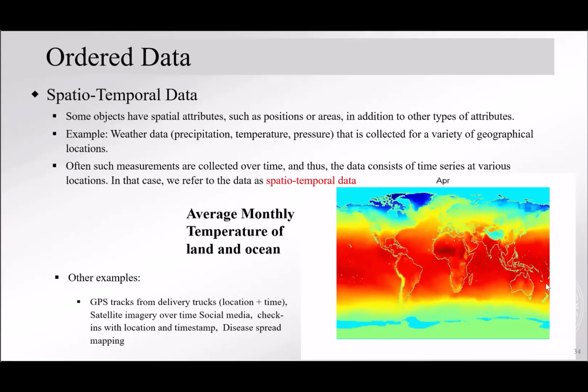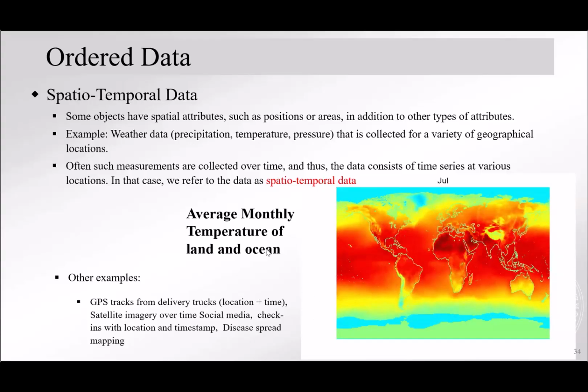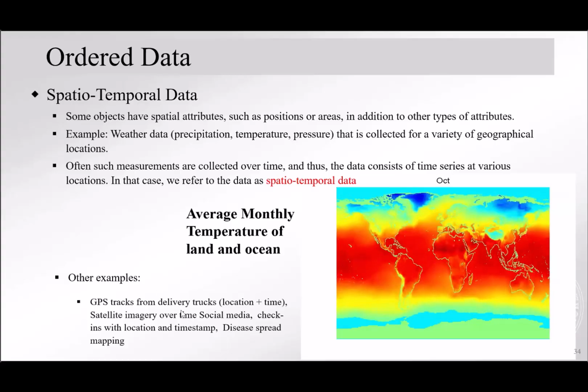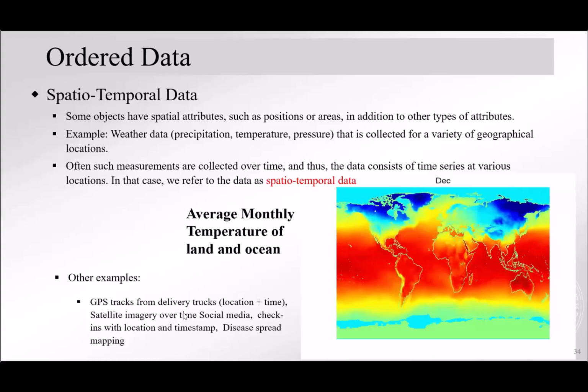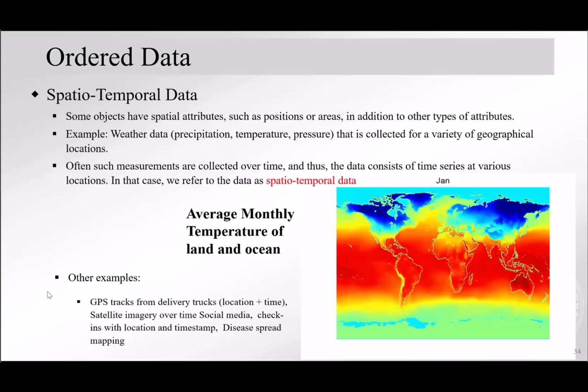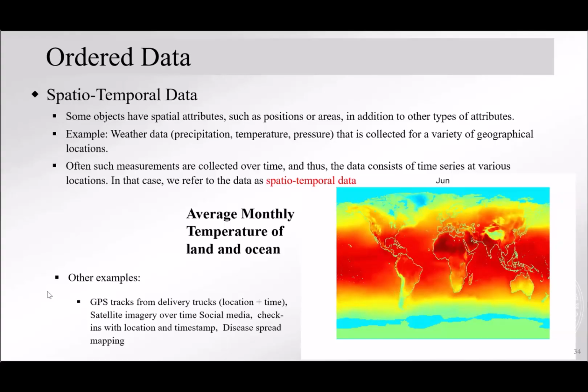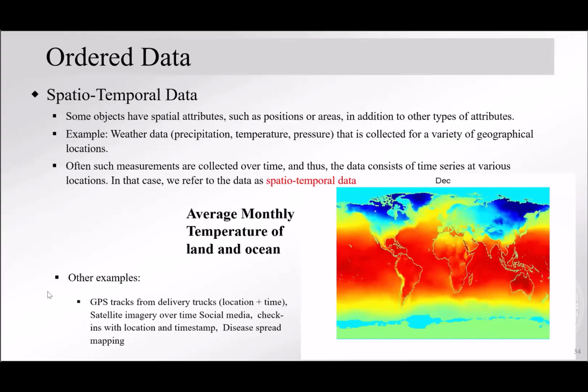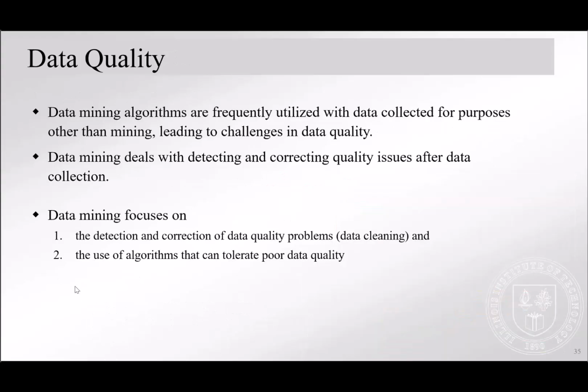We have many examples, by the way. We can have, for example, GPS tracks from delivery trucks, location plus time, satellite imagery over time, social media check-ins with location and timestamp, disease spread mapping, etc. So spatial temporal data combines where and when, location and time together. And that's incredibly powerful for understanding how things move and change. Now we shift from the types of data to a very practical reality, data quality.